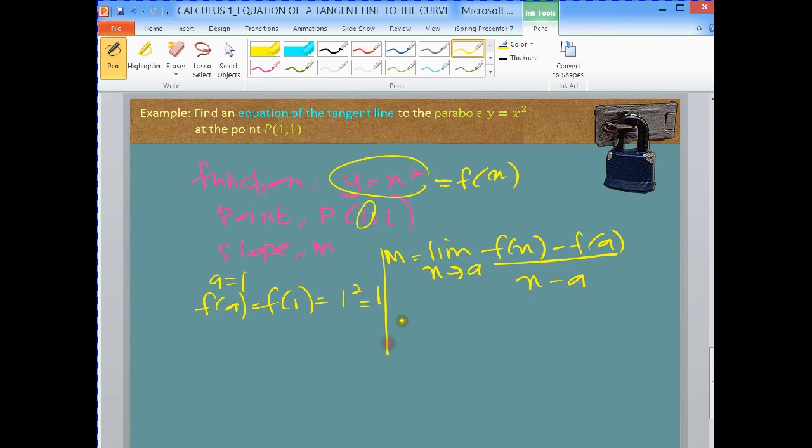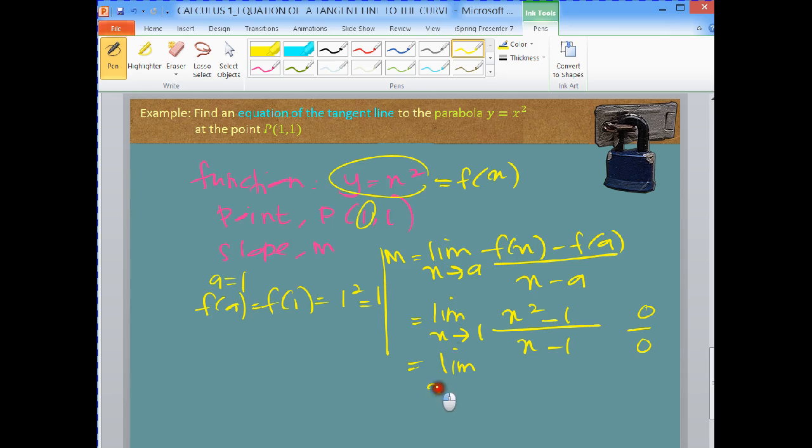So m is equal to the limit as x approaches 1, f(x) is x squared, minus f(a) which is 1, over x minus 1. Okay, now we substitute x with 1, so we have 1 squared minus 1, which is 0. Here 1 minus 1 also is 0, so 0 over 0 is known as an indeterminate form. Therefore we need to factorize the polynomial here, at the numerator.